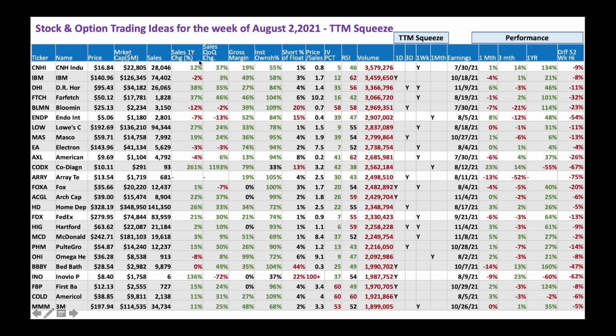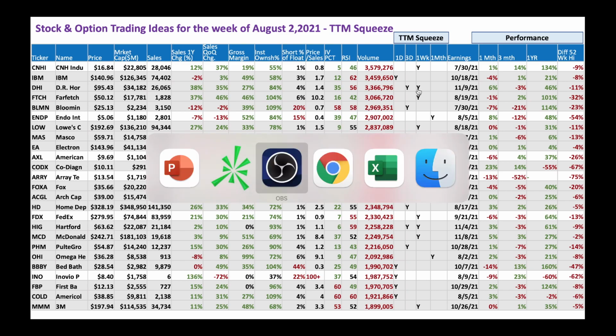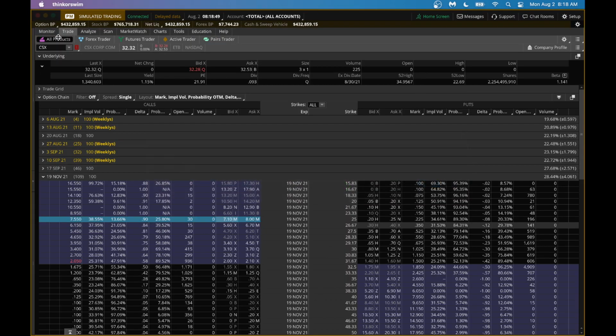So as you scan through here, if you look at DHI, D.R. Horton, it's a home builder. Right now we got a squeeze in the 3-day chart and a weekly chart. We could look at this one and see if it's worth investing at this time. Let's go back to Thinkorswim. All right, DHI.